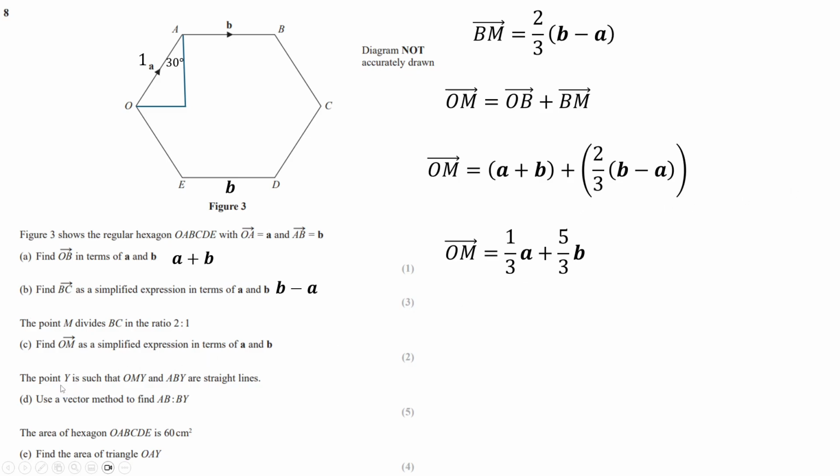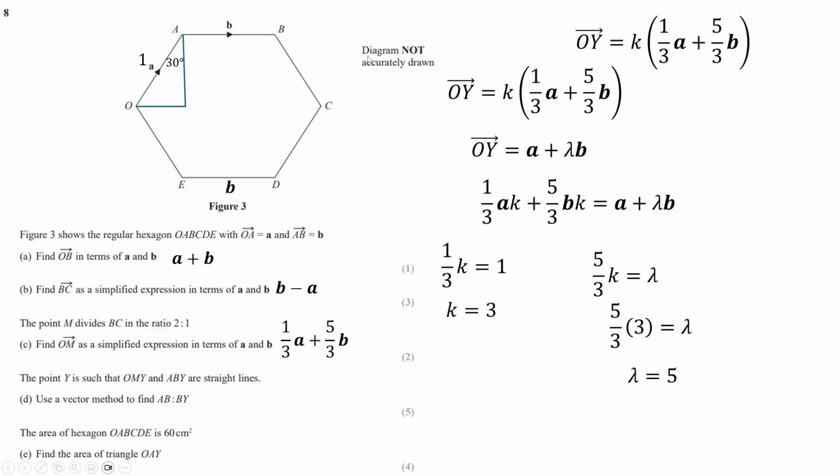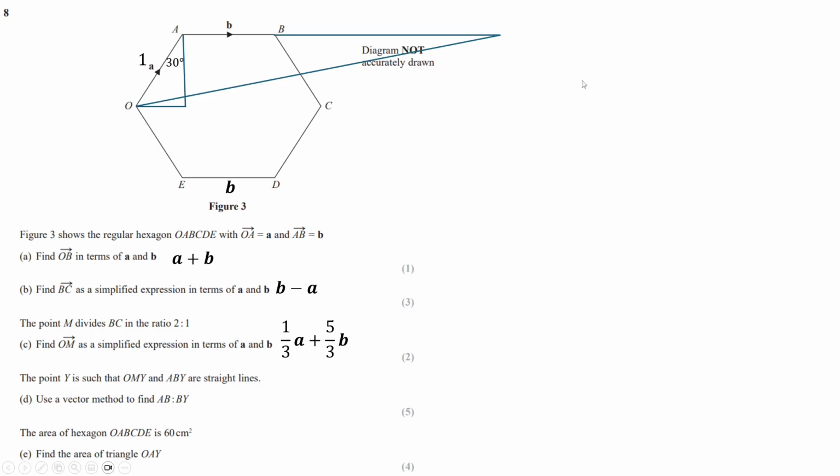Okay, the point Y is such that OMY is a straight line. So the point Y is just extended out to somewhere here, and then ABY is a straight line. Let me see if I drew this on. Okay, I forgot to edit all of that apparently, but I just removed all of that and animated it properly really quickly. So this is the point here Y, and then this triangle here is made.